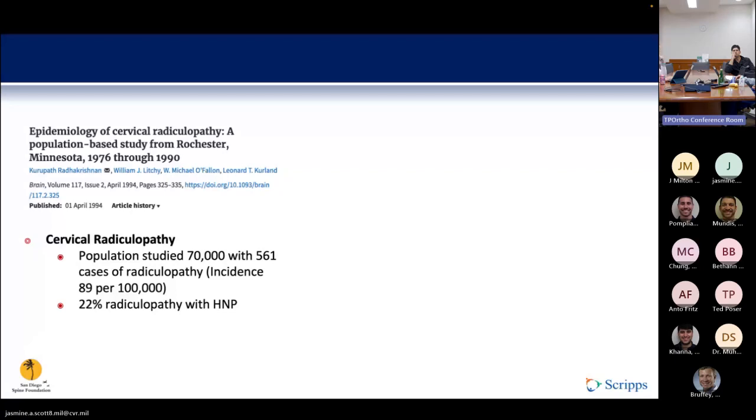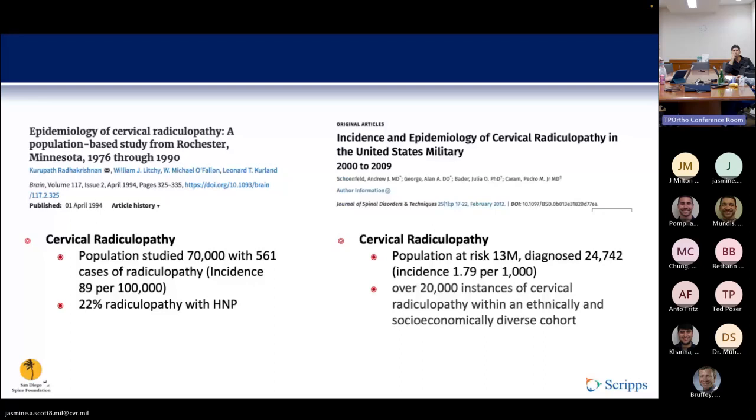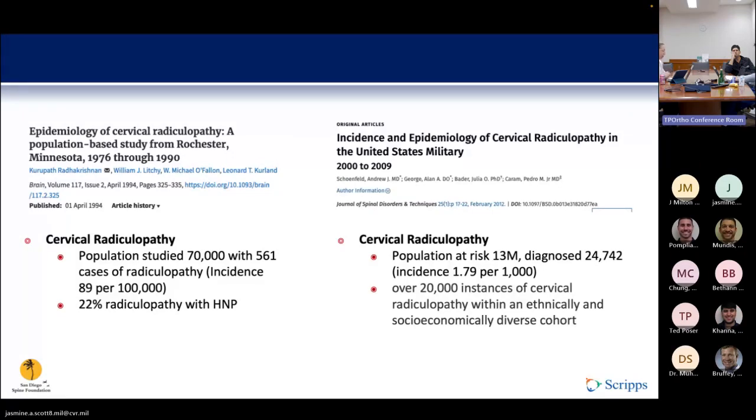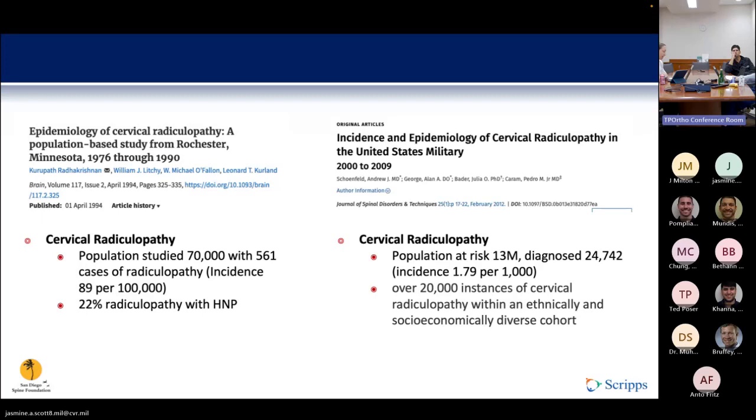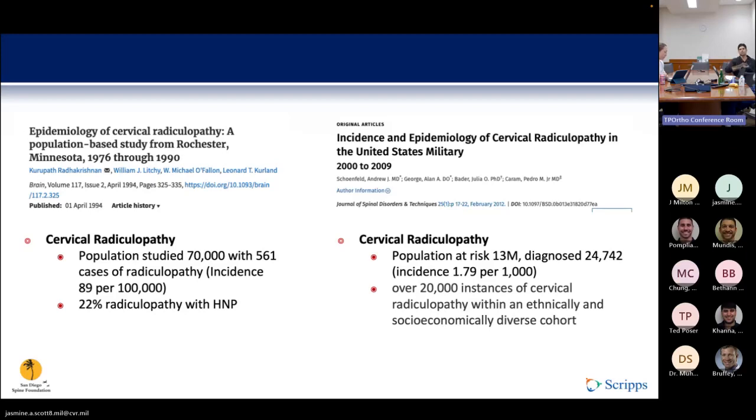I found a more recent paper from the Army institution in El Paso, Texas. One of the issues with the Mayo paper, or trying to study this in general, is finding a captured patient population. This paper noted that the Defense Medical Database actually served as a great resource for that. They had 13 million patients at risk with a diagnosis of almost 25,000, and they're reporting a much higher incidence of cervical radiculopathy than the Mayo paper. They also noted that this was consistent with a paper out of Sicily, which also found the incidence to be about 3.5 per 1,000.